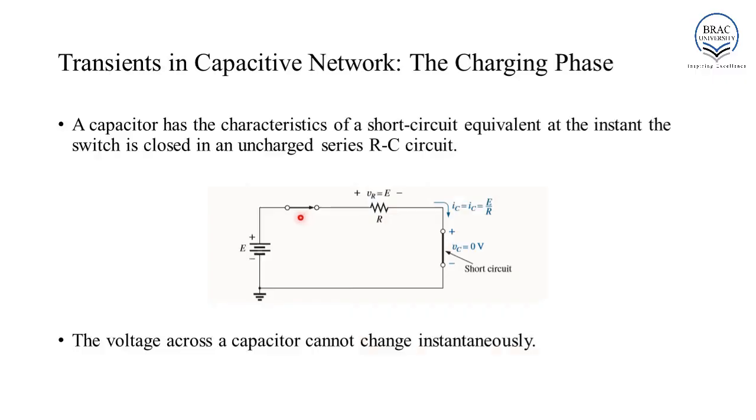The moment this switch is closed, a capacitor has the characteristic of a short circuit equivalent. Hence, the maximum current flowing through the circuit at that point of time is equal to E by R. The voltage across a capacitor cannot change instantaneously. It changes exponentially. Hence, the current flowing through the circuit also decreases exponentially during the charging phase of a capacitor.